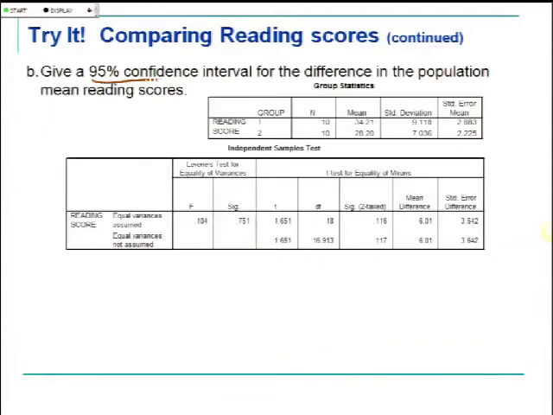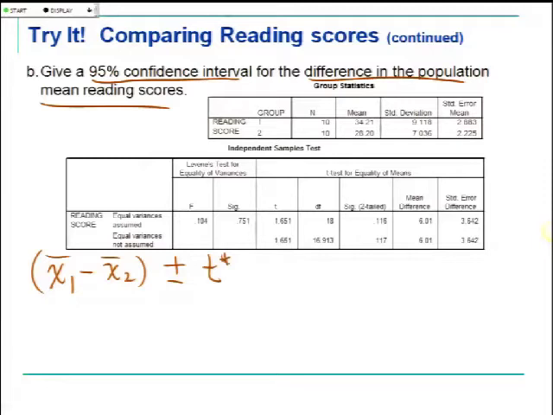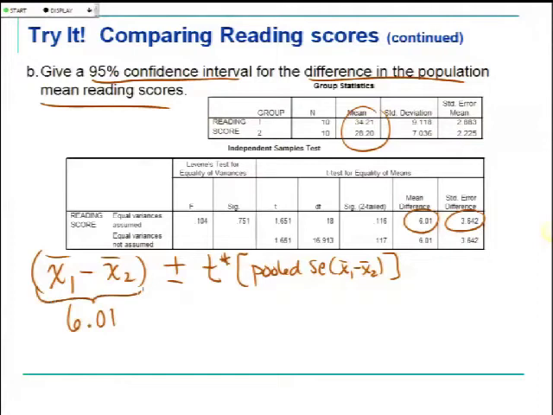Let's make a 95% confidence interval to estimate the difference in the population mean reading scores. So I need the difference in my sample means as a first best guess. And then I will be able to go out plus or minus a few standard errors, and I get to do the pooled standard error. So there's that basic structure. There's a huge formula behind this pooled standard error, but the pooled standard error is already calculated in the pooled row under standard error for the difference in your sample means. We also have our two sample means of 34 and 28, and that mean difference is 6 points.